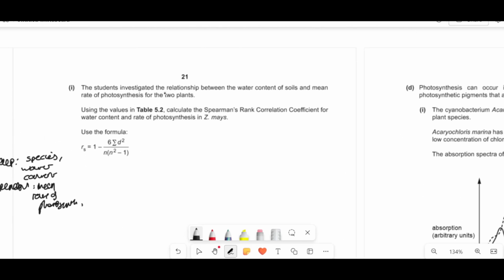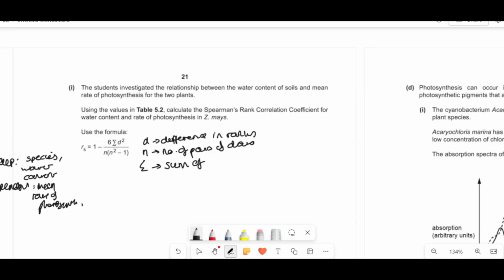And here it then says they investigated the relationship between the water content of the soils and mean rate of photosynthesis using the two plants. Using the values in table 5.2, calculate the Spearman's rank correlation coefficient for water content and the rate of photosynthesis in Zea mays, and use this formula. Fine. So here then what we've got to do is we've got to work with this formula. So right, this is your correlation coefficient. D is the difference in ranks, right? N is going to be the number of pairs of data. This sigma means the sum of, okay?